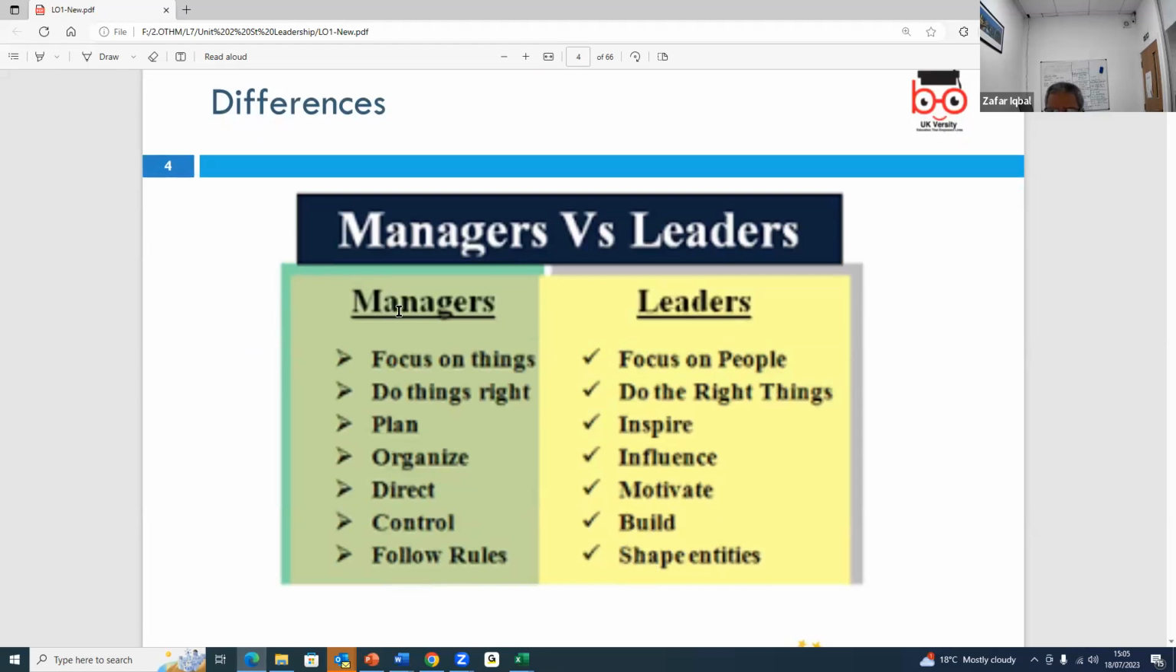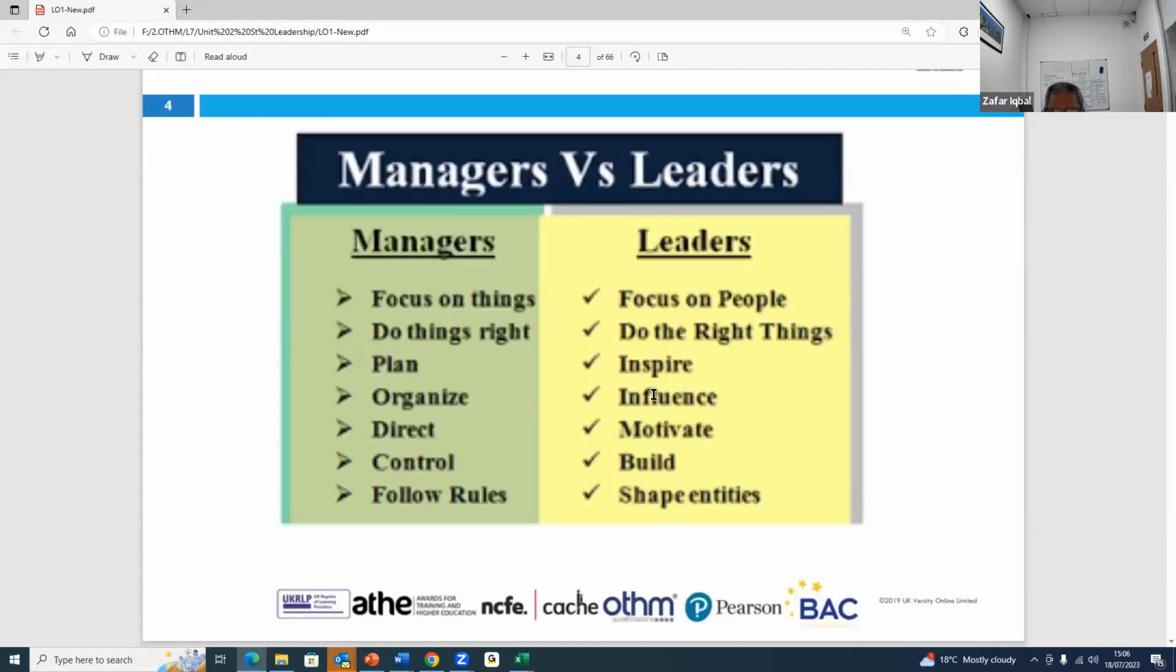Let's look at the differences between managers and leaders. Managers are people who focus on things. They are focusing on doing things, getting the right things done. They organize, direct, plan, control, and follow rules. Whereas leaders inspire, and they focus on people rather than doing things themselves, but they do it right. They influence other people, motivate them, build their motivation and their confidence. They try to shape other people. So there's a vital difference between managers and leaders.